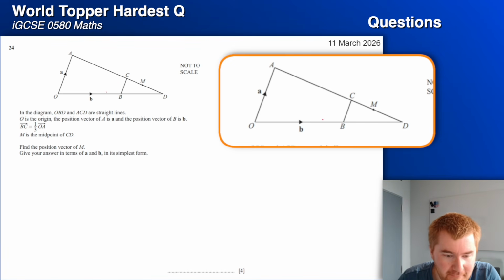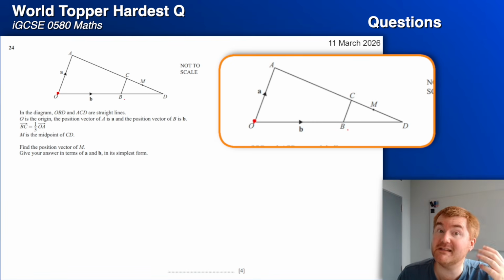So in the diagram, we have OBD and ACD are straight lines. O is the origin, that's important to realize for what we're going to do a bit later on. And the position vector of A is a, up here, and position vector of B is b. That makes a lot of sense.